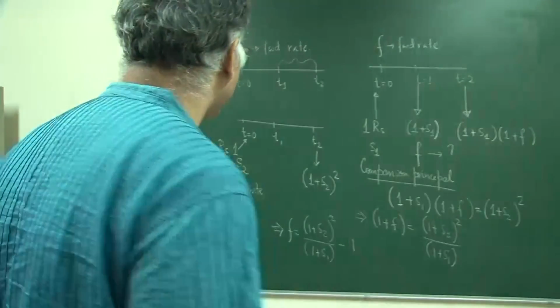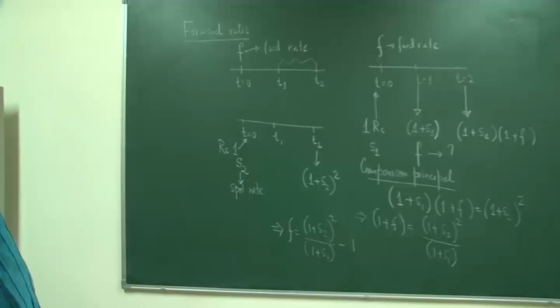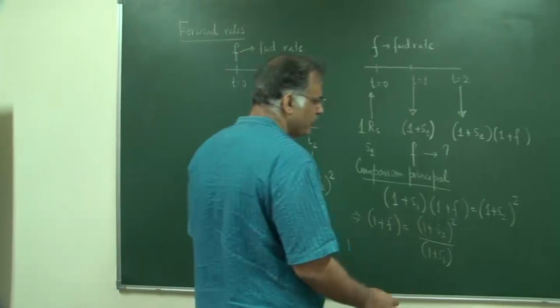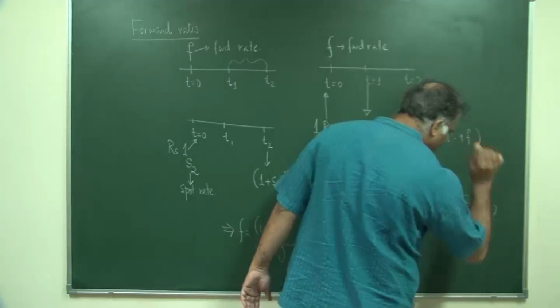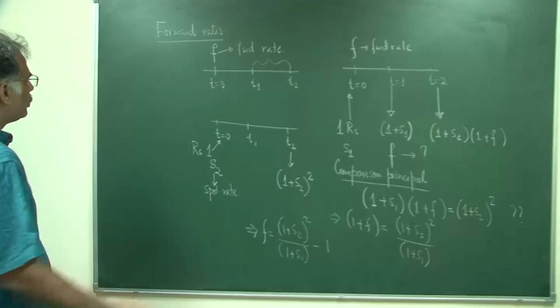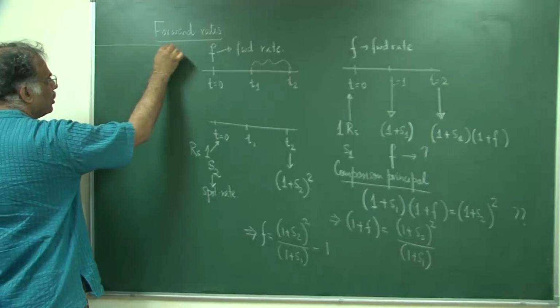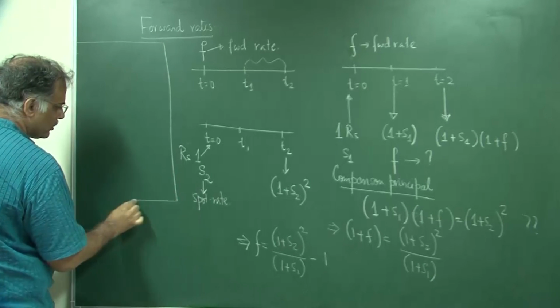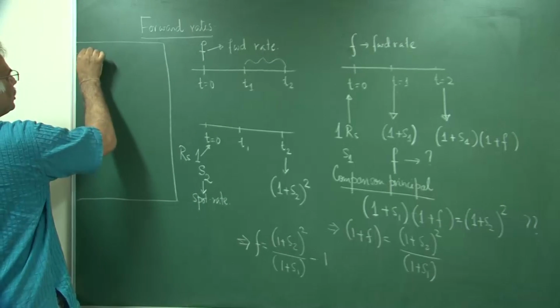Now, why was this comparison principle invoked? What was the use of this comparison principle? This comparison principle was invoked to stop what is called arbitrage in the market.